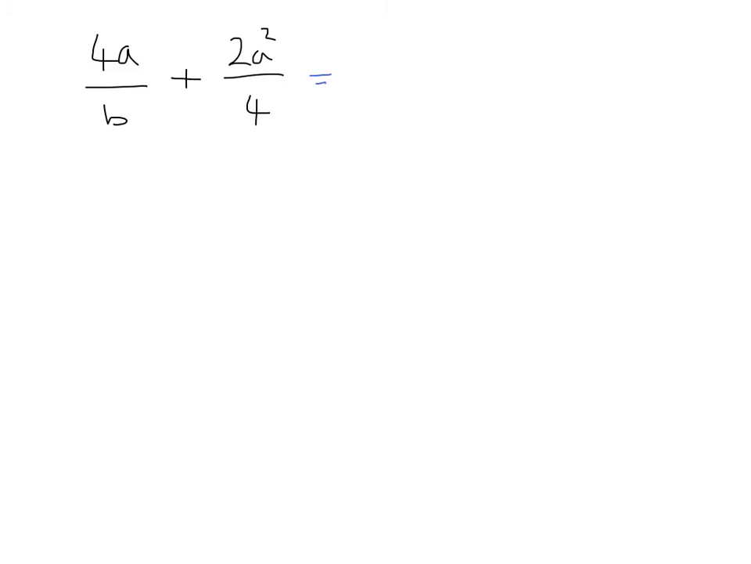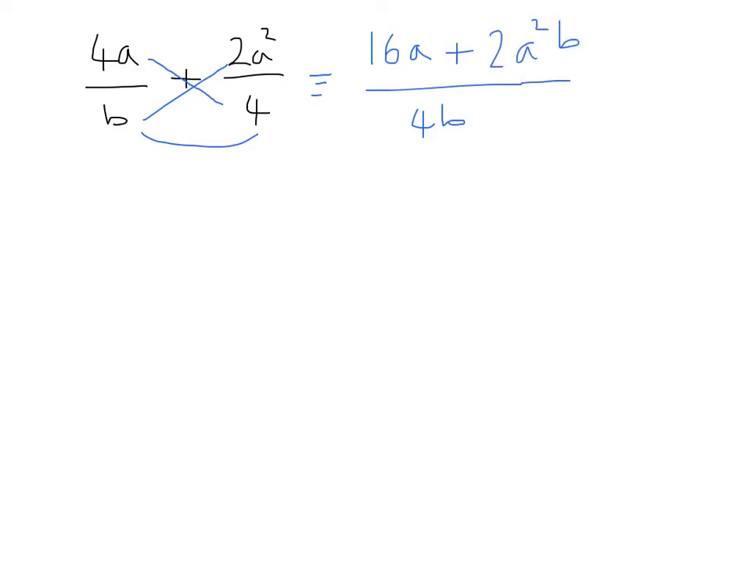In this example, as before, we begin by multiplying the denominators together. So b times 4 we would write as 4b. We then cross-multiply. 4a times 4 is 16a, and b times 2a squared is 2a squared b.